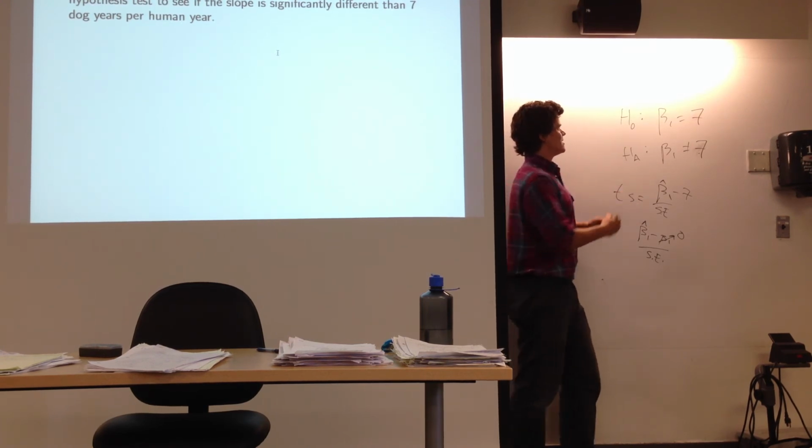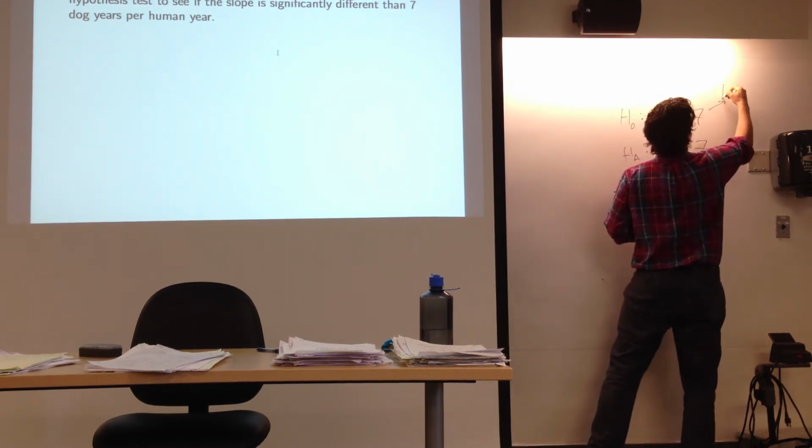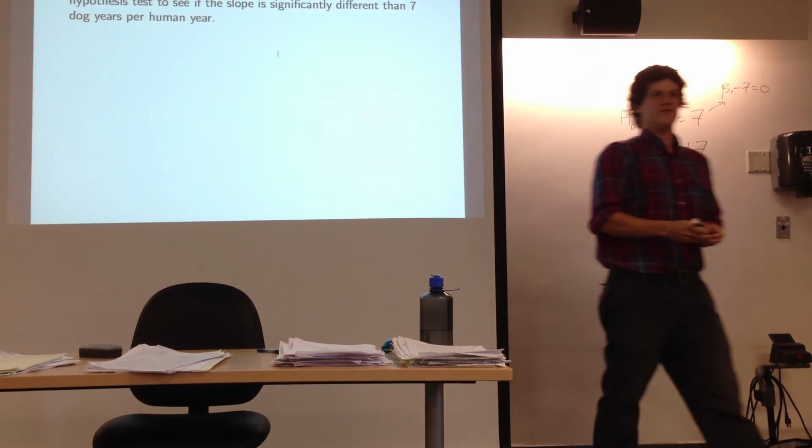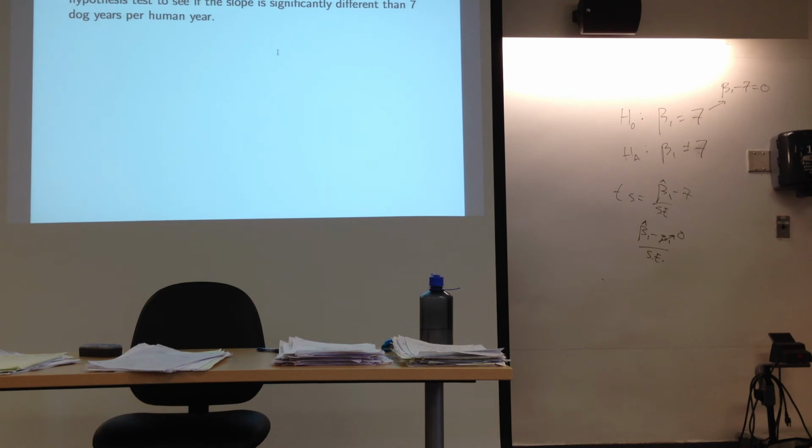Another way to think about this is that you could just rewrite this as beta 1 minus 7 is equal to 0, right? If you want to put it in the form of the original hypothesis that we've seen on the slide.